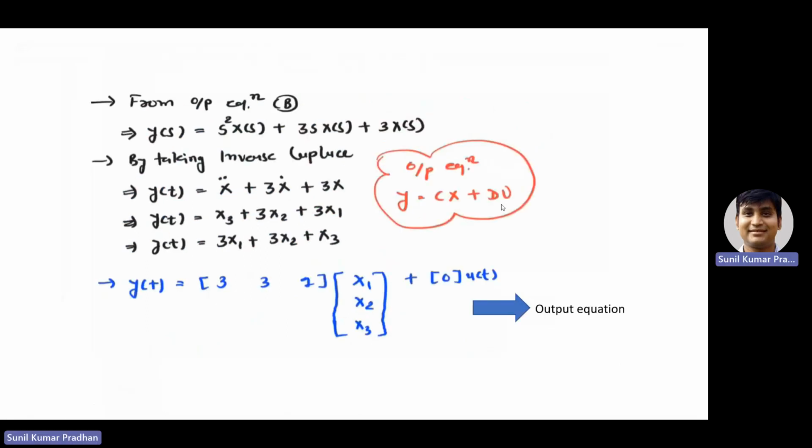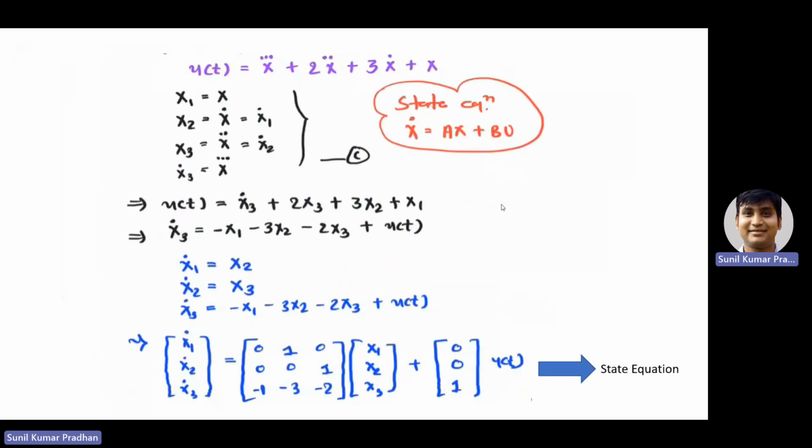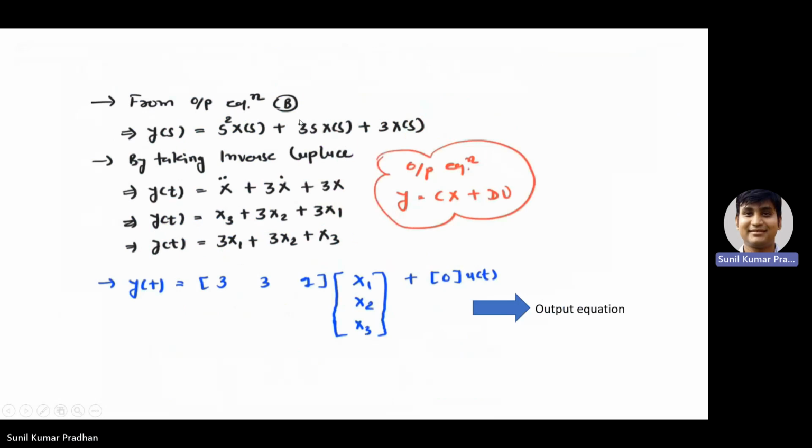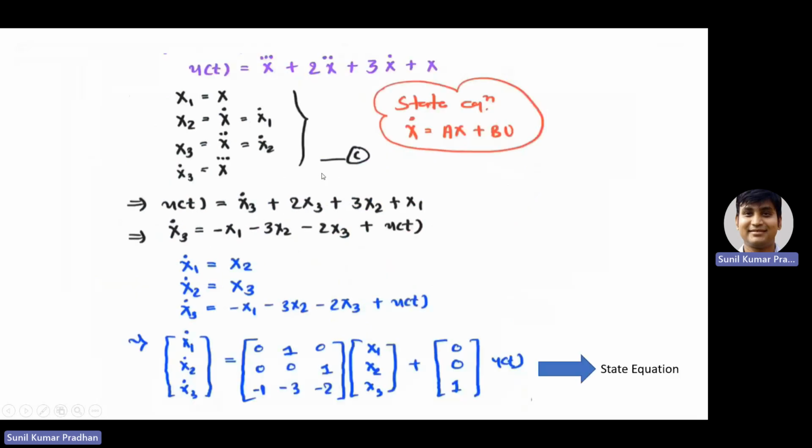Now how to find out the output equation? So let's consider Y of s is equal to X of s into s square plus 3s plus 3. In this case we have to cross multiply here. So Y of s is equal to X of s into s square plus 3s plus 3. So that we are doing here. Then again we have to take the inverse Laplace transform. So we'll get y(t) is equal to x double dot plus 3x dot plus 3x. Now the assumption which we took earlier, we have to put all of it here.